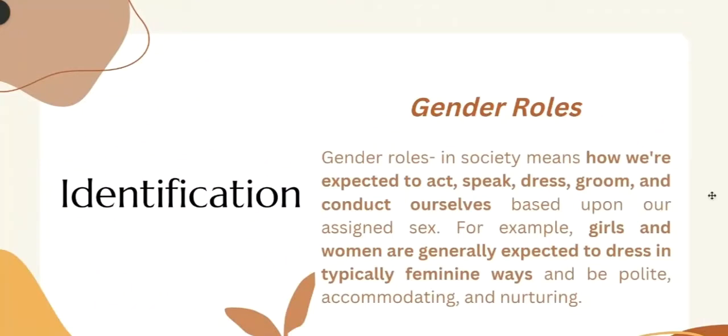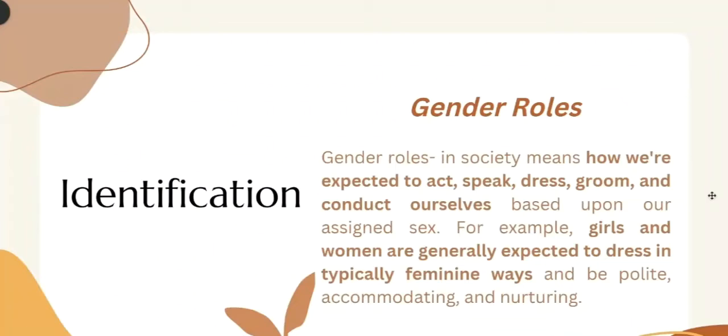gender roles. Gender roles in society means how we're expected to act, speak, dress, groom, and conduct ourselves based upon our assigned sex. For example, girls and women are generally expected to dress in typically feminine ways and be polite, accommodating, and nurturing. So we define girls or women by how they dress.